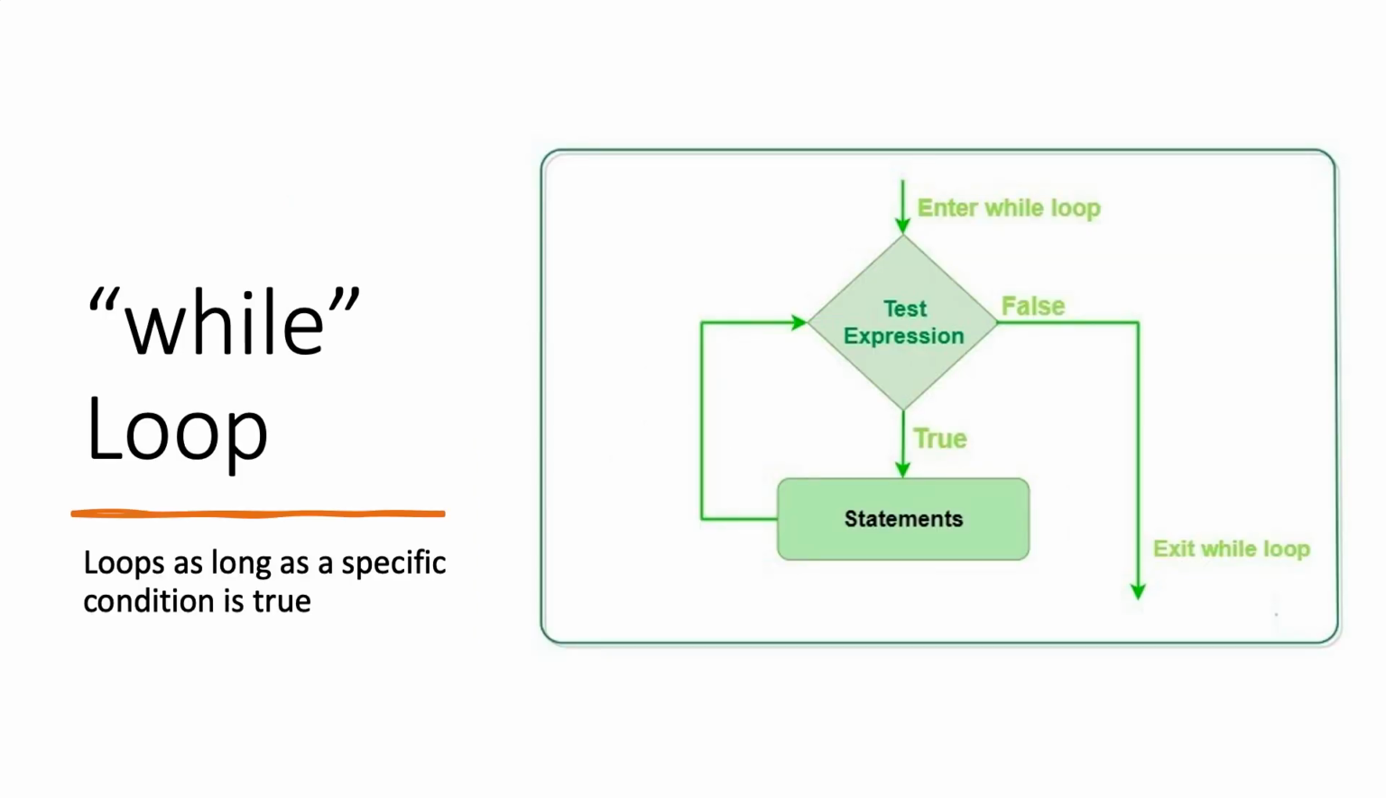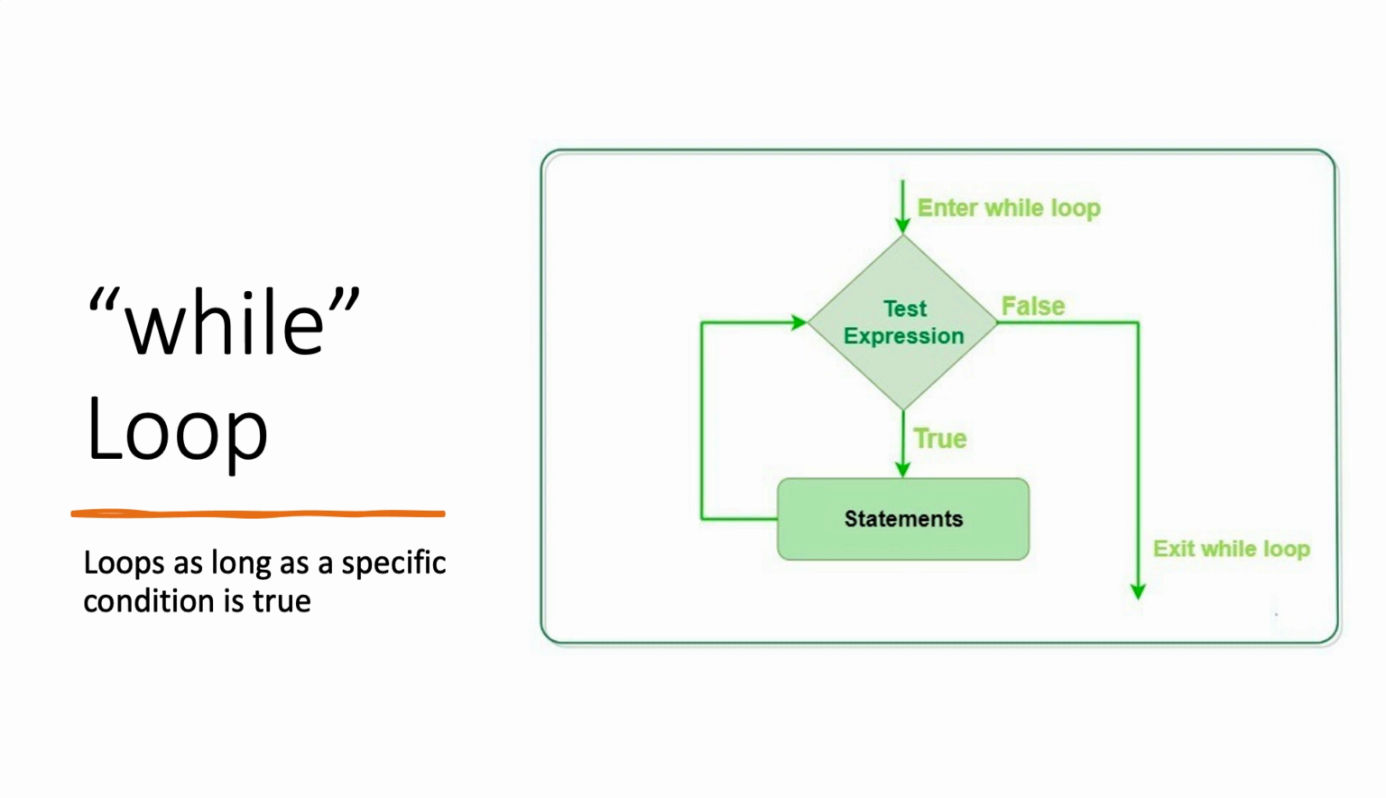Alright, let's switch gears now and talk about while loops. In Python, a while loop repeatedly executes a block of code as long as a condition is true. So the condition is checked before each iteration of the loop, and if the condition evaluates to true, the code block inside the loop runs.